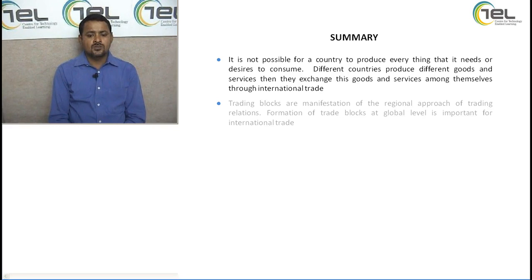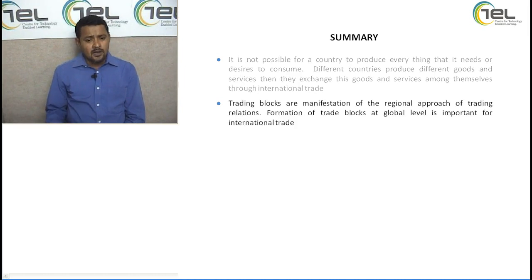It's not possible for a country to produce everything that it needs or desires to consume. Different countries produce different goods and services that they exchange among themselves. So if a country has surplus goods and products, it must trade its surplus to other countries. That is why it requires cooperation among some members. So the trading blocs are a manifestation of the regional requirement of some countries to make trade possible between them. Trade at the global level is very important for international trade.